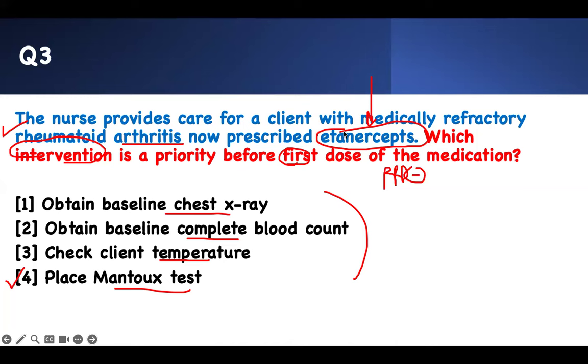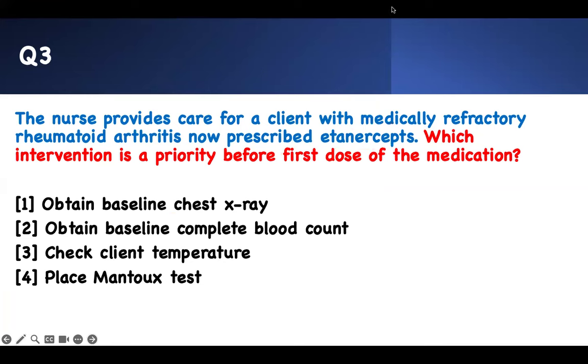Checking their temperature first is not a priority indication. The most serious one is PPD getting reactivated while they're on this medication.